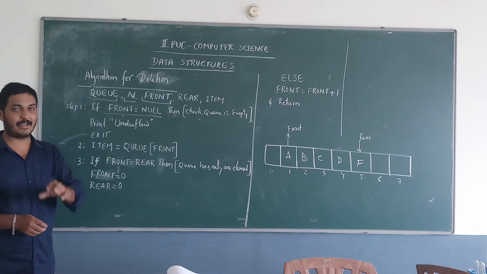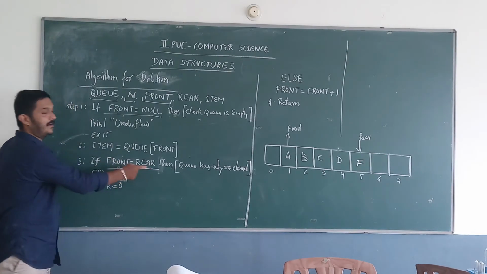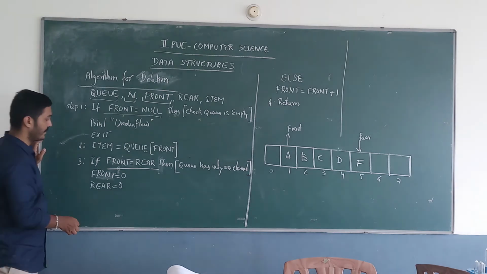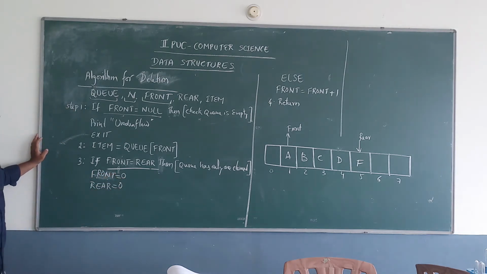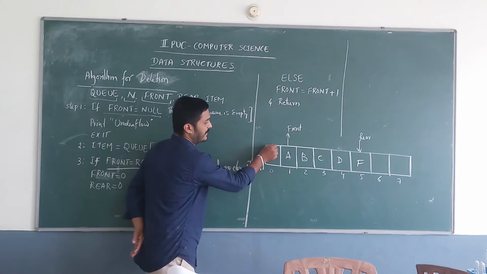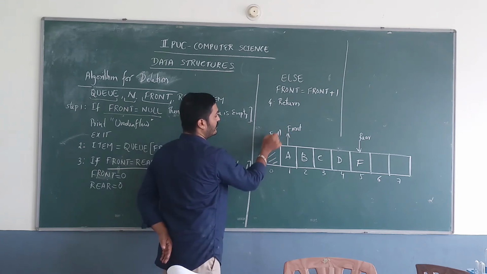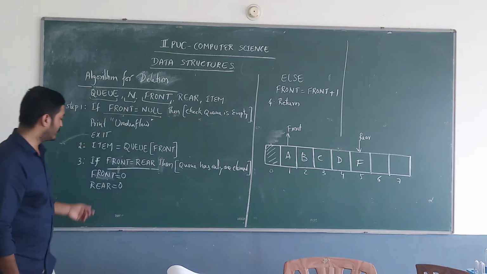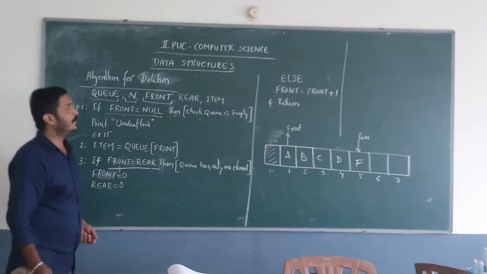So that element, its location is called front and rear. If there is only one element, the location is treated as front and also as rear, so front equal to 0, rear equal to 0. For example, if I take this particular location, it is treated as front and rear. So both the pointers are located in this location only.